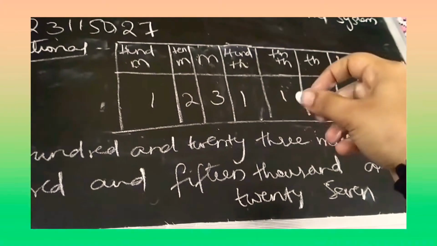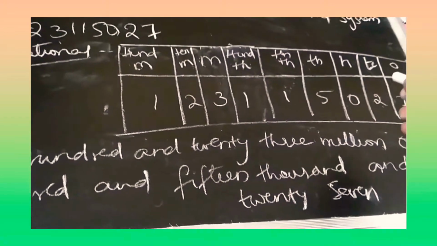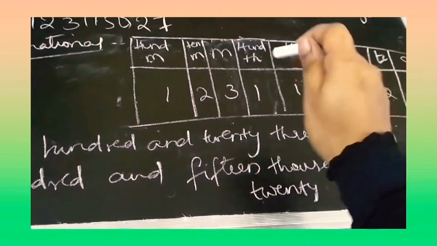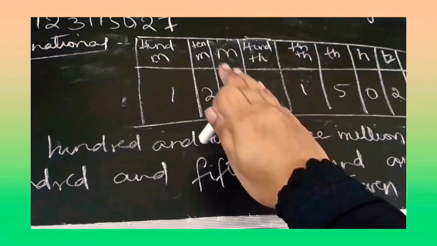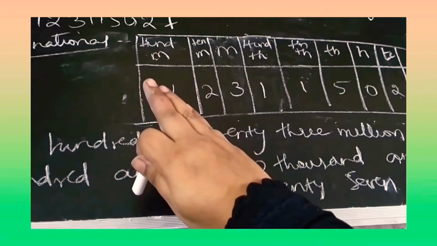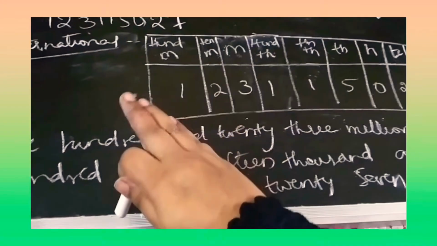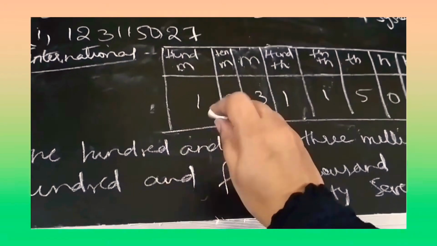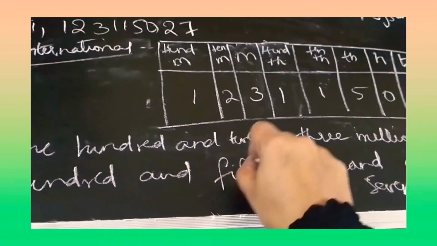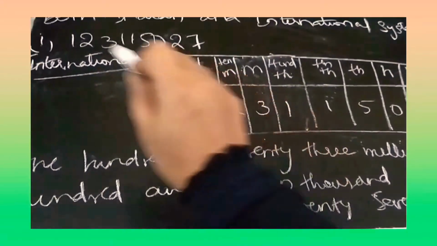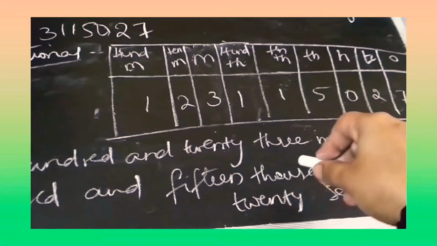Now international system. What is an international system? It is again ones, tens, 100, 1,000, 10,000, 100,000 is there. Okay, then 100,000, million, 10 million, 100 million is there. Now again how you can write this? Million you have to take first now. So how? 123 million. It is 123, 123, 123 million.